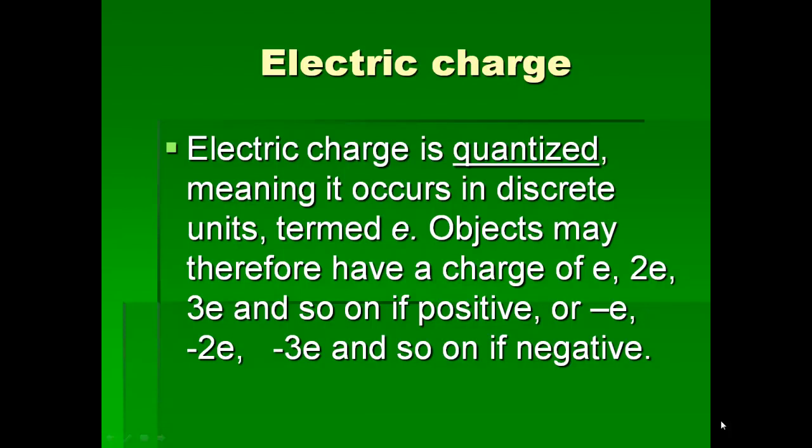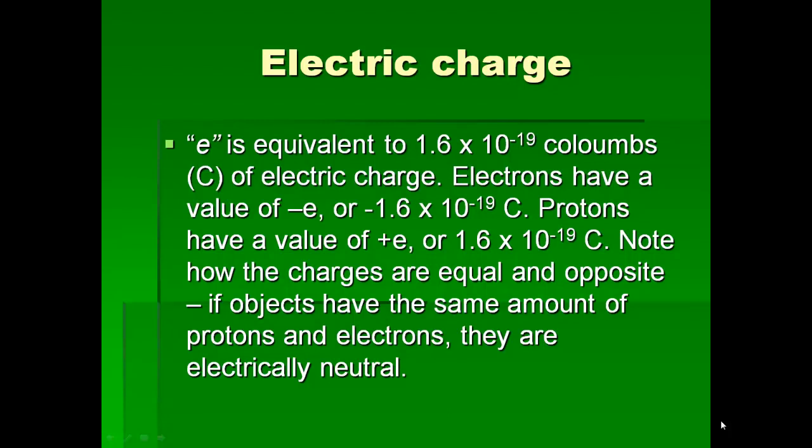For electric charge, the variable that represents the quantized amount of charge is called e. We can have positive values of e, that is multiples of 2e, 3e, or what have you, or negative values as well. So how does that work in terms of charge and figuring out the total charge that an object possesses? Well, e has a value of 1.6 times 10 to the negative 19th coulombs. The coulomb is the unit of electric charge.